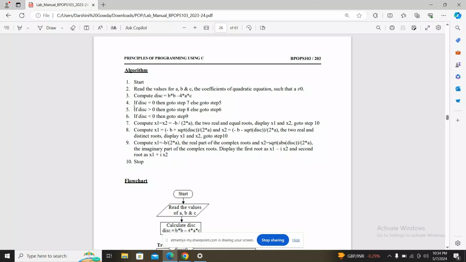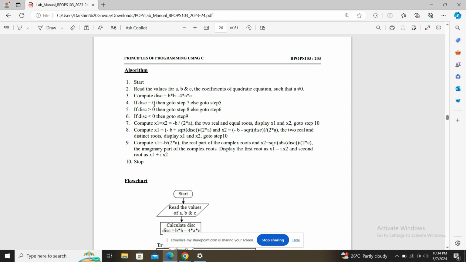Step 5 checks whether the discriminant value is greater than 0, that is, a positive number. If this condition is true, then it goes to step 8. Step 8 says to compute x1 and x2, the two different roots, with these formulas. The formula for x1 is minus b plus square root of discriminant divided by 2 star a, that is 2 multiplied by a. Similarly, we compute the second root with the formula minus b minus square root of discriminant divided by 2 star a.